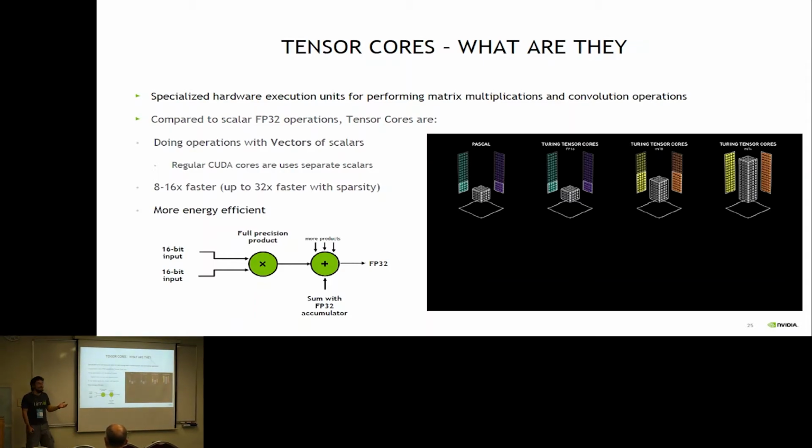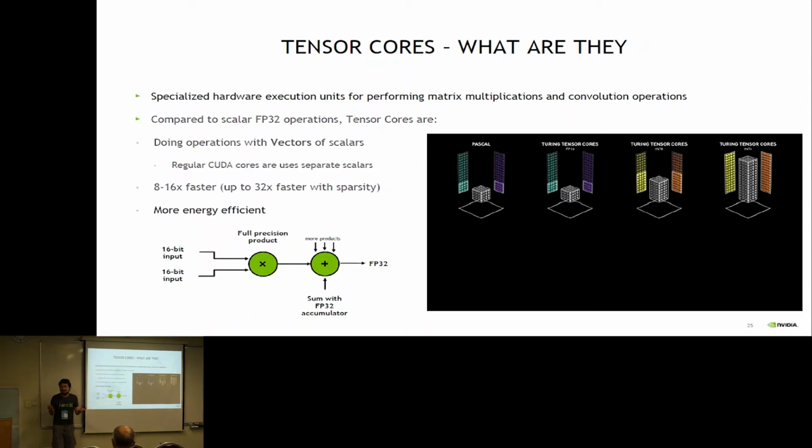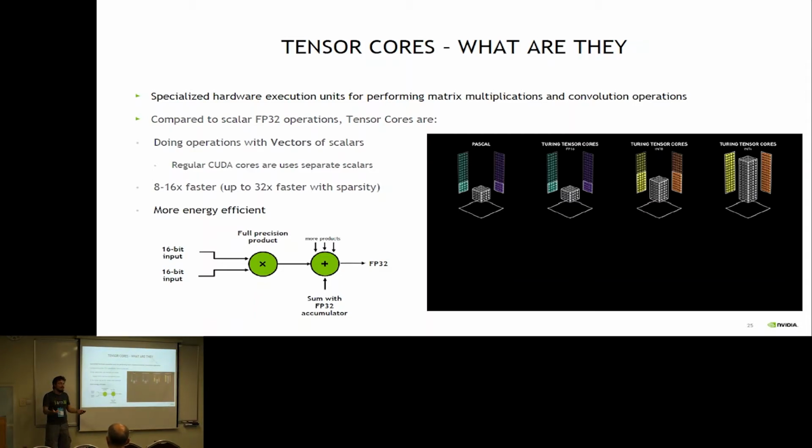So that means if you can reduce the precision of your data, of the weights of your matrices you are multiplying, do that, and that will gain you quite significant speedups.